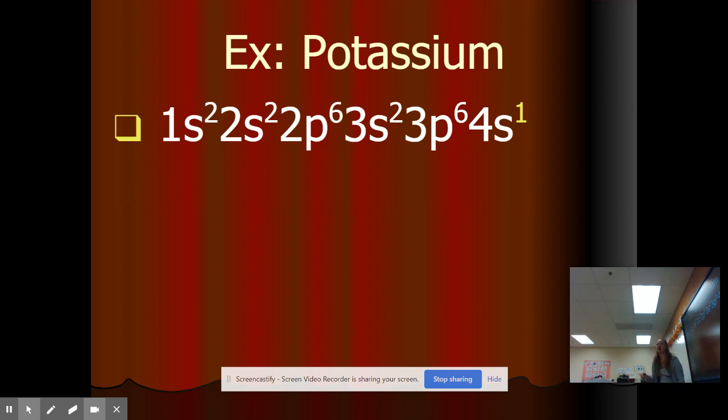Remember, Hund says that you have to put 1 in each box before you can go back and pair them up because the like charges repel. So all you had to do was that goes up. He's filling the shell before he goes on. He's going up, up, up, down, down, down. That's orbital notation. Hence the 1s2, 2s2, 2p6.